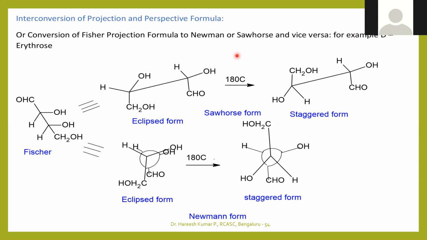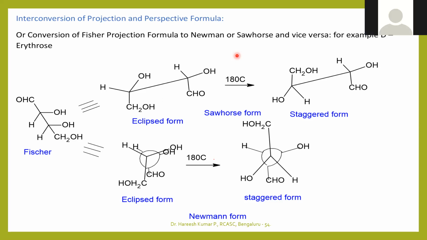Yes, sir. Since it is carbohydrate chemistry, and since it is a D configuration with respect to the bottom chiral carbon atom, that is the reason I am taking it as the front carbon atom. Is it okay?